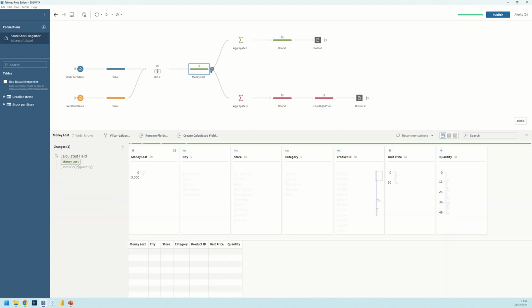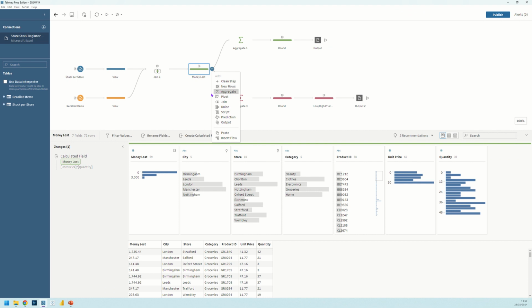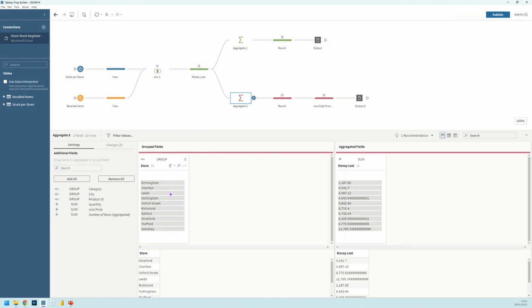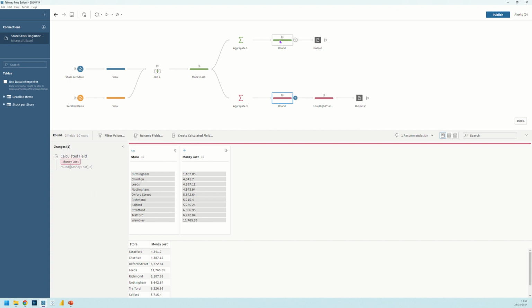And then from this money lost, we add in another aggregate step, so it creates a branch for us. We're going to group by the store name and sum up the money lost as well. So very similar, these two aggregates. And then we'll round, much like we did before, exactly the same calculation, rounding the money lost to two decimal places in our calculated field.